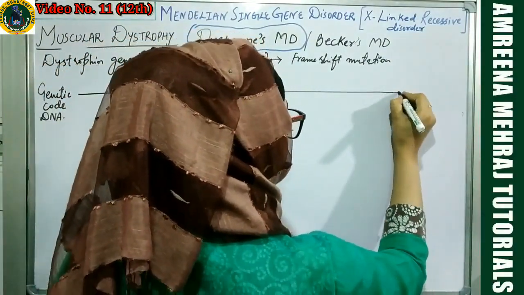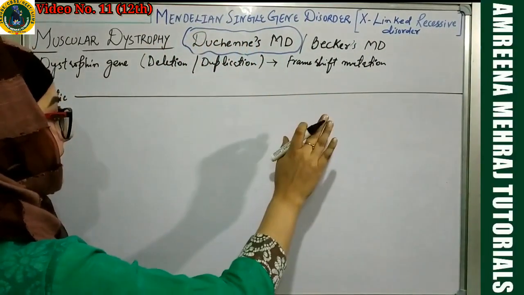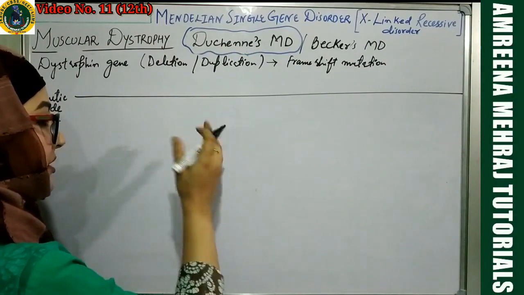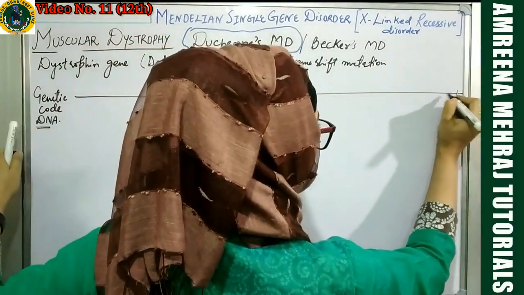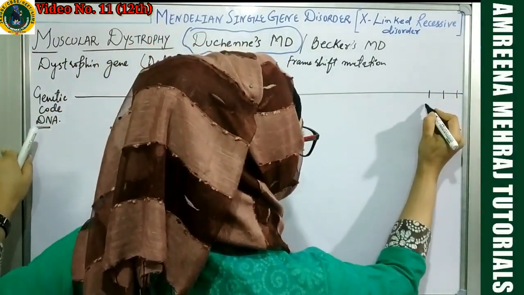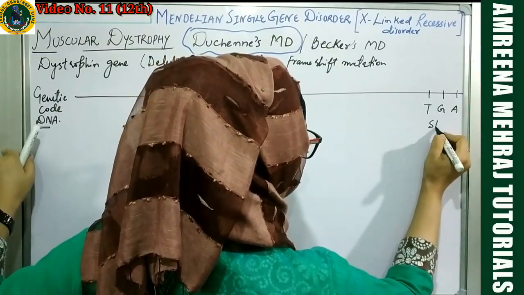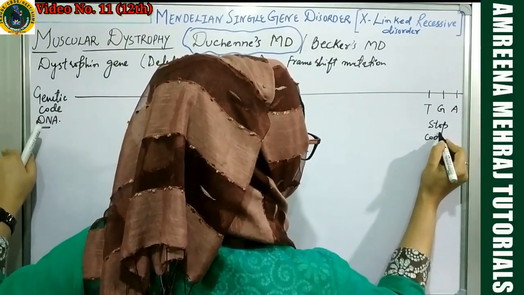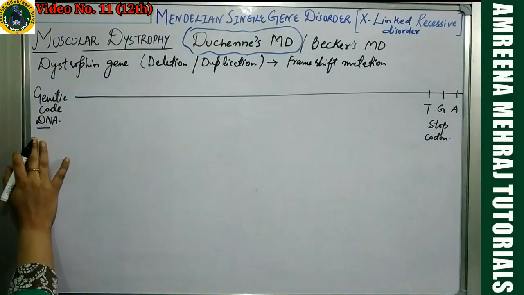So suppose this is the gene, the length of the gene. Let me show you the codons in this case. One codon is made up of 3 nitrogenous bases. At the end we have a special set of 3 nucleotides labeled TGA. TGA is basically the stop codon, the stop codon for the gene which is coding for the dystrophin protein.